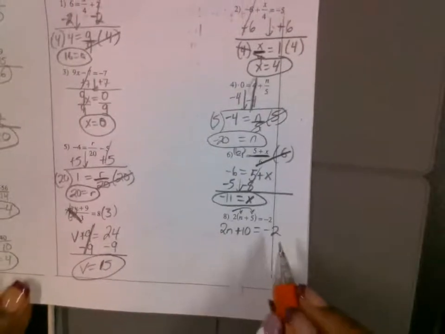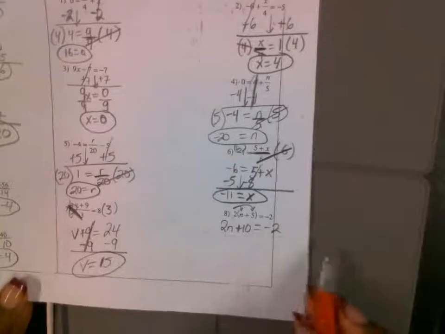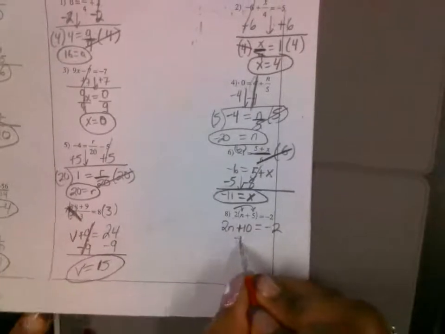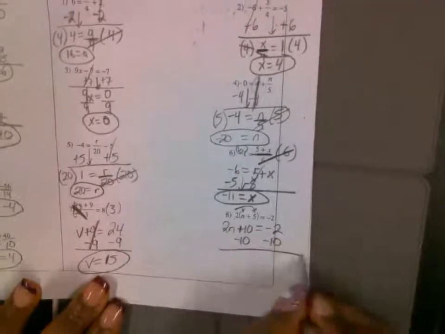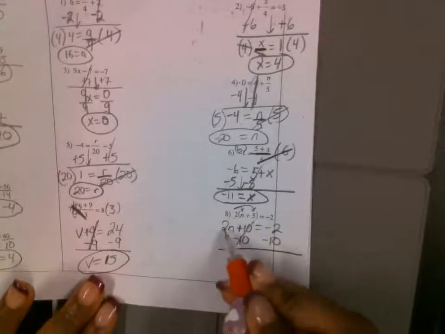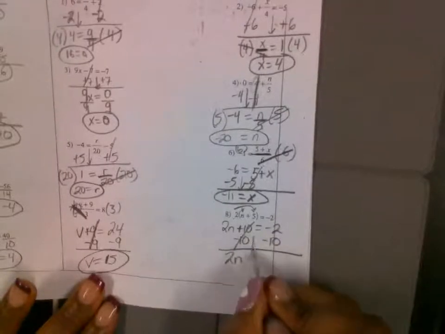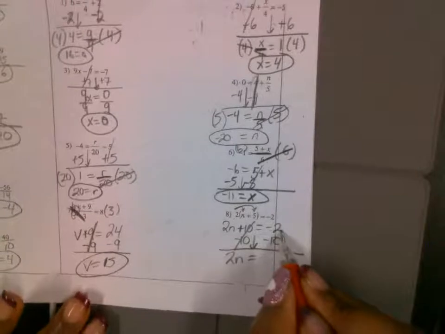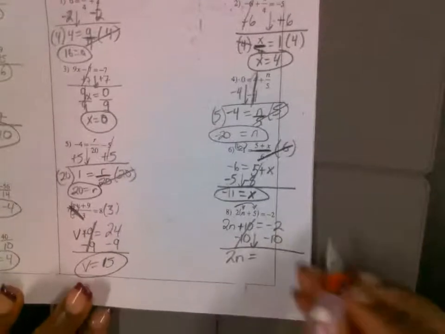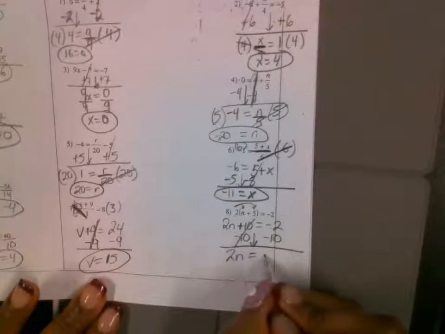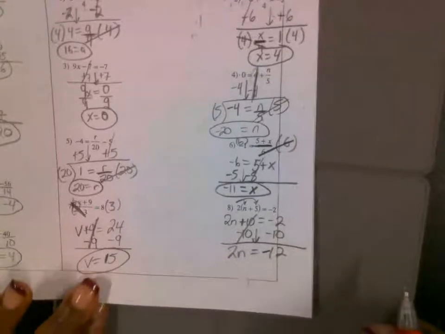So now what do we have to do next? Subtract 10. Good job. Okay, this is gone, and we have 2n is equal to, what's negative 2 minus 10? 12. What kind of 12, though? It's negative 12. Good job.